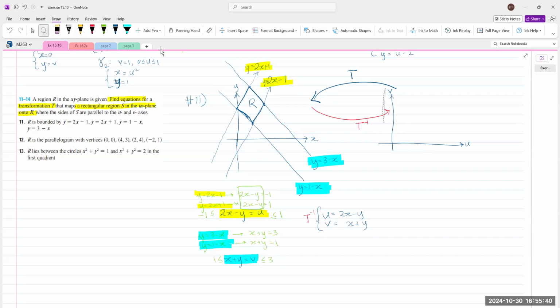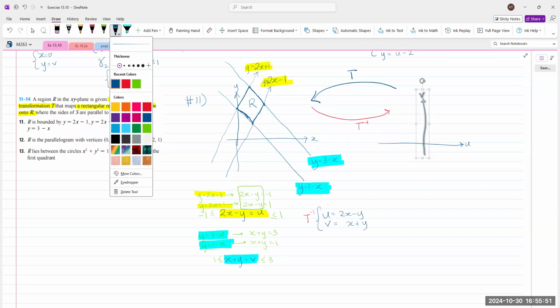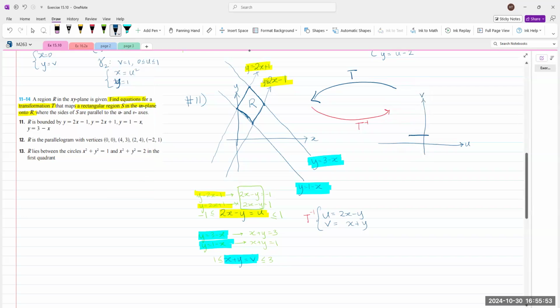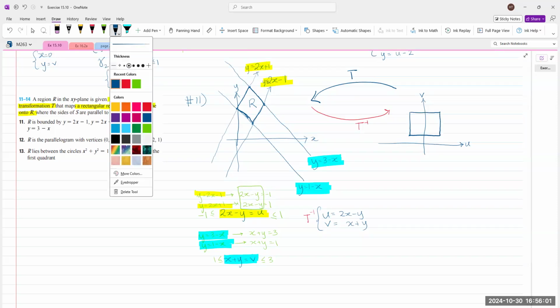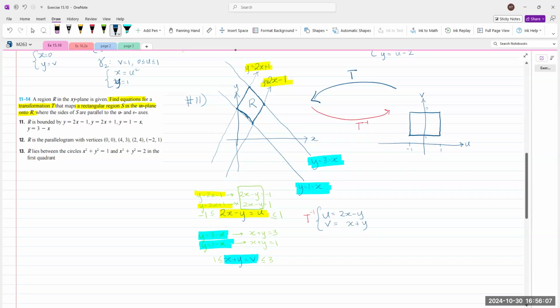Our u will be from -1 to 1, and our v will be from 1 to 3. Okay, so -1 to 1 and then 1 to 3, like that. Okay, that will be our S in uv. We still need to answer the question though: what's the transformation?